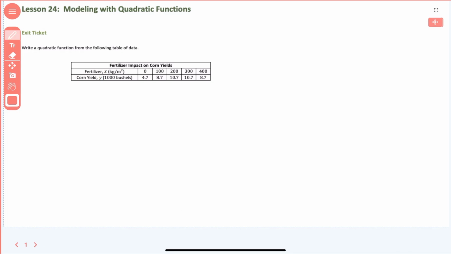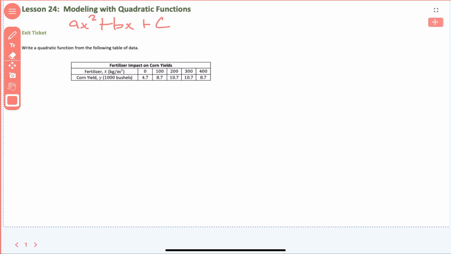Now, let's think about our quadratic equation: Ax squared plus bx plus c. What are you looking for here? A, B, and C. You have the x's and the y's. Now you have to find the A, B, and C part. We're normally given A, B, and C, and we find the y, plug in an x. But here, we're kind of doing it in reverse.